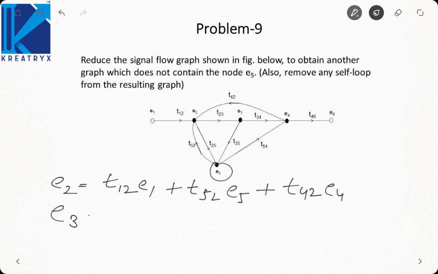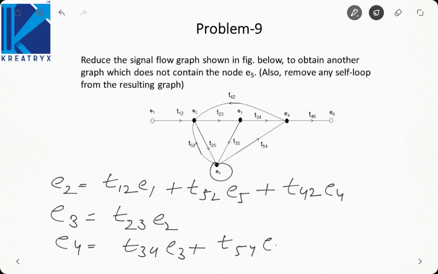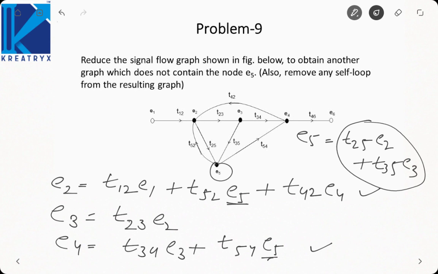Okay, E3 is T23 E2. Okay, E4 is T34 E3 plus T54 E5. Okay, these two are coming, and E5 is equal to T25 E2 plus T35 E3. So now suppose if we were to remove E5, if E5 is removed, only these two nodes would be affected, E2 and E4. So how to remove E5 is, if we substitute this value of E5 in both these equations, then I can remove this node E5.